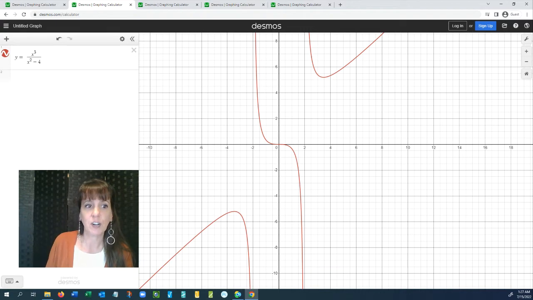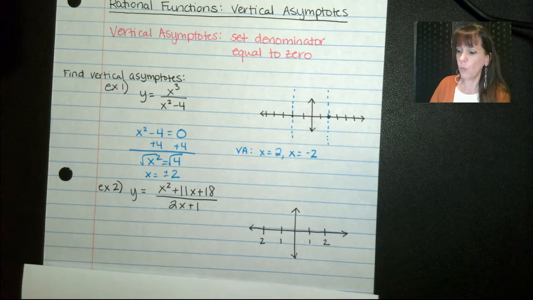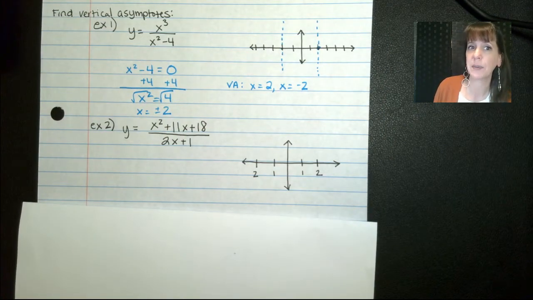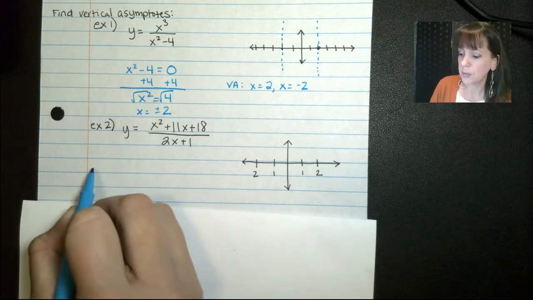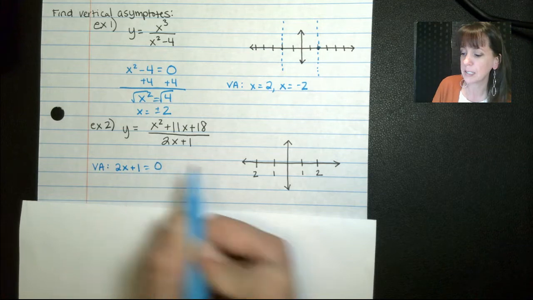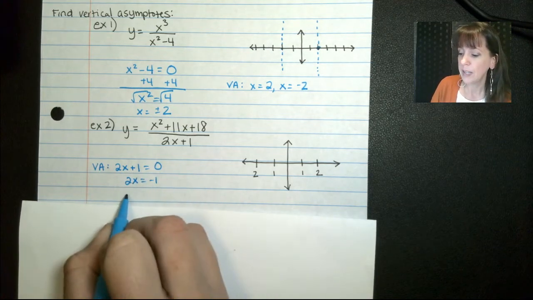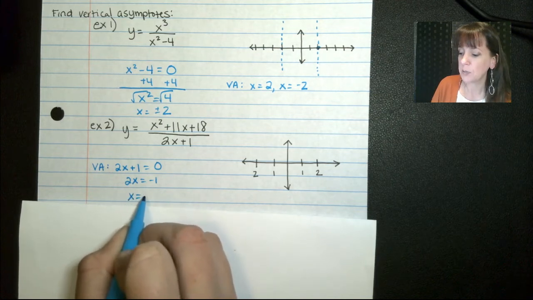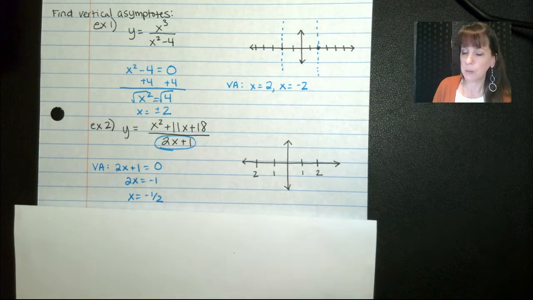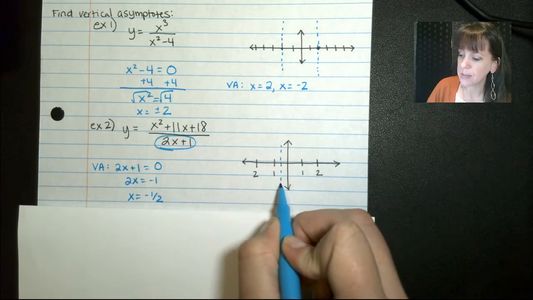So let's take a look at our next problem. For our next one, we've got y equals x squared plus 11x plus 18, all of that divided by 2x plus 1. So our vertical asymptote is 2x plus 1 equals 0. Minus 1 from both sides, I get 2x equals negative 1. Divide both sides by 2, I get x equals negative 1/2. So again, I'm just setting my denominator equal to 0. At negative 1/2, that's right here. We go ahead and put an asymptote in there.